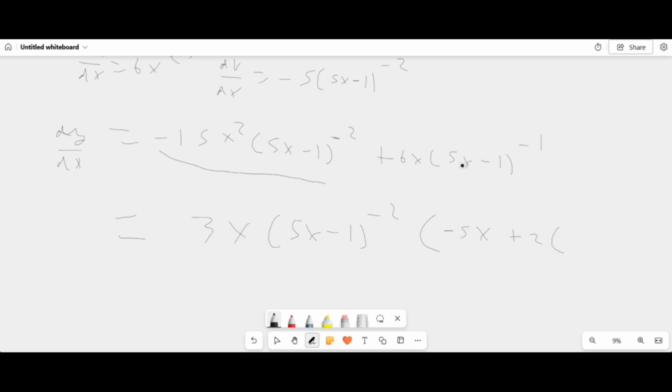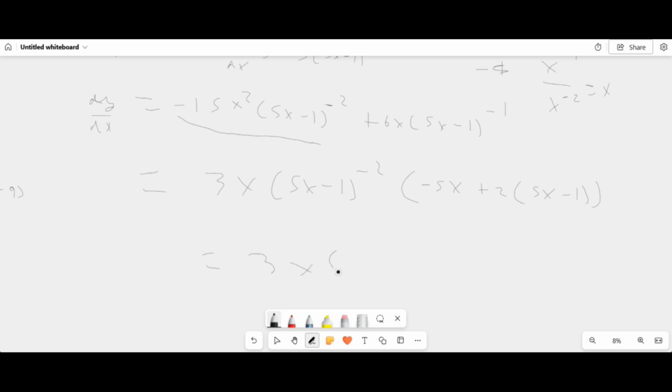Then open bracket. And then here we got 5x minus 1. If we're taking out 5x minus 1 to the power minus 2 from 5x minus 1 to the power minus 1, think about this logically. When you divide things, let's just do x power minus 1 divided by x power minus 2. You do minus 1 minus minus 2, so that's effectively minus 1 plus 2, so it's just going to be x. So what we're going to be left with here is 5x minus 1, basically. You get that? So 3x, 5x minus 1 to the power minus 2, and then here we got 5x minus 1.